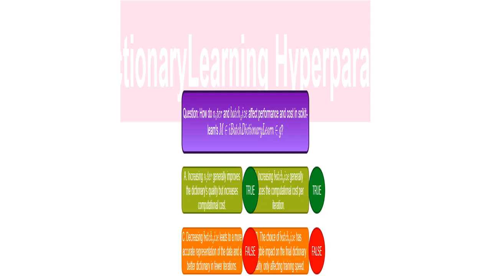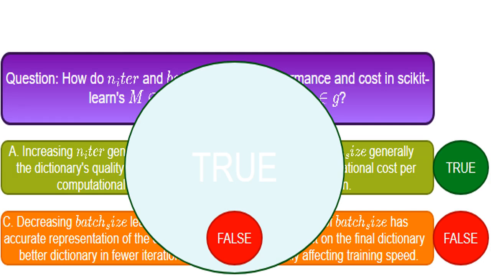I'm analyzing the effect of the number of iterations and batch size on the performance of MiniBatchDictionaryLearning, a machine learning algorithm used for dictionary learning. It's a crucial part of understanding how to tune the algorithm for optimal results. I agree that increasing the number of iterations generally improves the dictionary's quality. Think of it like this. Each iteration is a refinement step, so more steps generally lead to a better result. However, more steps naturally mean more computation time.